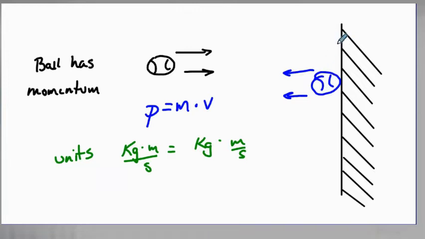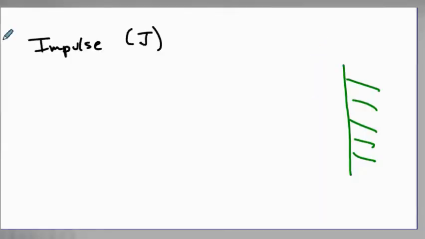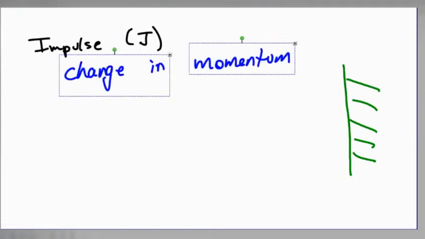And the force exerted by the wall and the amount of effort is related to something called impulse. Impulse is represented by the letter J. And it really is about a change in momentum.